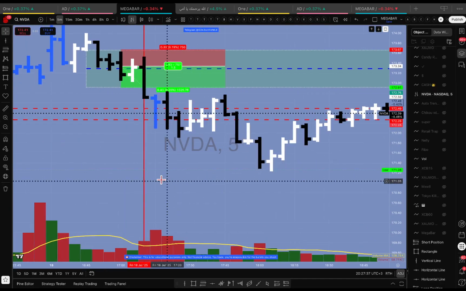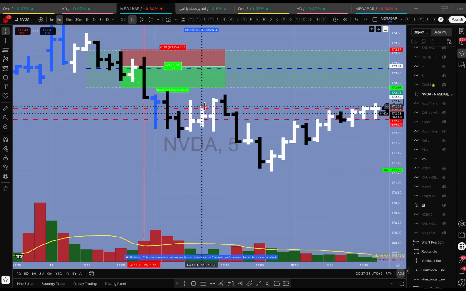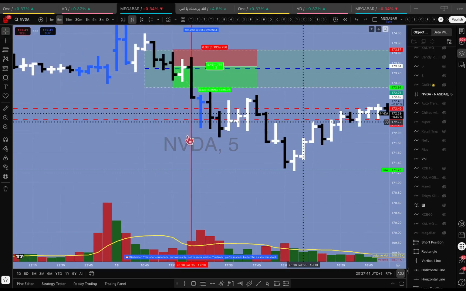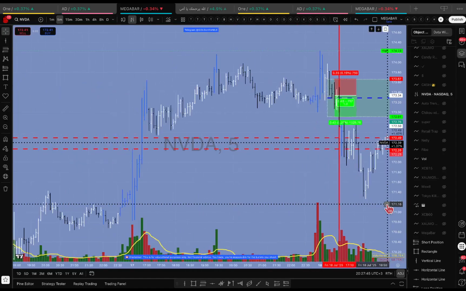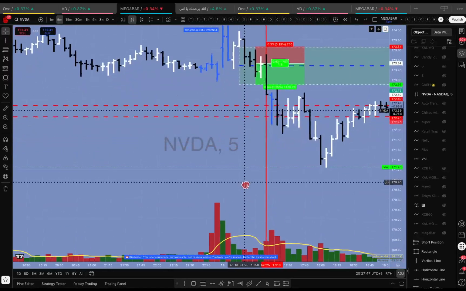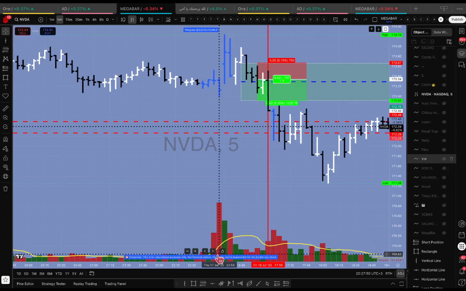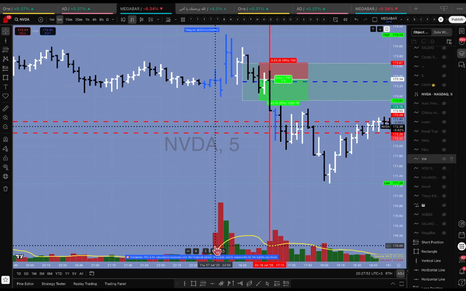I couldn't take the trade. I missed that one because it did not make the pattern. So let's go back again and check for another pattern. Here's another pattern. It started here. That's a mega bar. That's a mega bar formation.